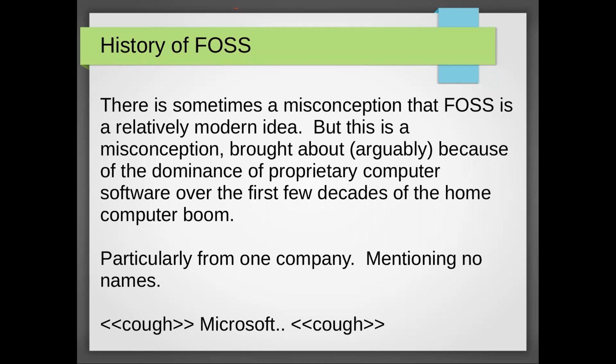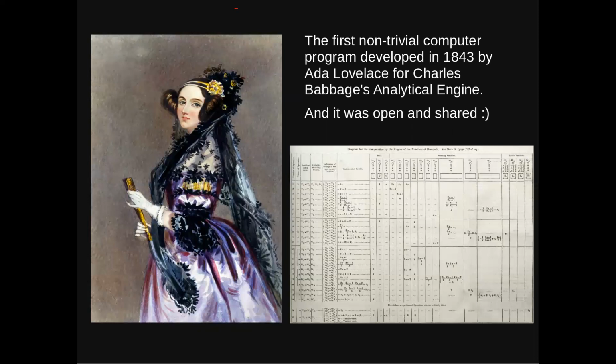There is a lot of history to free and open source, and in fact, just to prove that point, I put to you that the first non-trivial computer program was developed in 1843 by Ada Lovelace for Charles Babbage's analytical engine, and it was open and shared. So there you go, the first proper computer program, which would resemble, albeit in a very different form, something that we would later, over 150 years later, come to recognise as a computer program, was open and shared freely. There was no concept that this was hidden or proprietary in any way.